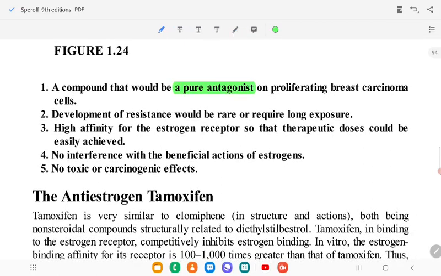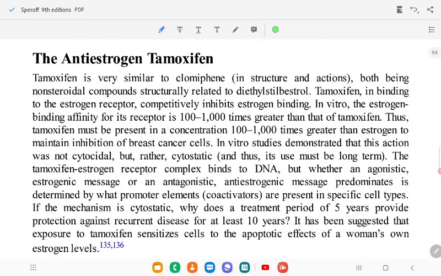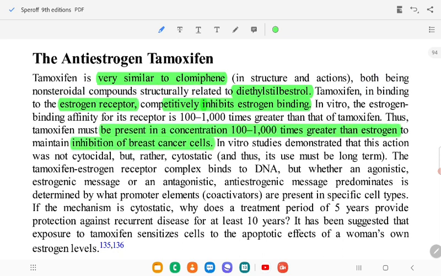Pure antagonist: proliferating breast cancer, resistance to recurrence, long exposure, high affinity for the estrogen receptor, no interference with the beneficial action of estrogen, no toxicity. The anti-estrogen tamoxifen is very similar to clomiphene citrate, both being non-steroidal compounds. Tamoxifen binds to the estrogen receptor and completely inhibits estrogen binding. The estrogen binding affinity is greater than that of tamoxifen. Thus, tamoxifen must be present in a concentration much higher than estrogen to maintain high inhibition of breast cancer cells. In vitro, the study demonstrated the action is cytostatic rather than cytocidal.